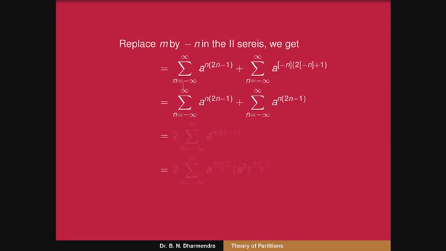That is, n running from minus infinity to plus infinity a to the power of n into (2n minus 1), plus the second series, also n running from minus infinity to plus infinity a to the power of n into (2n minus 1). Both values are the same, so therefore it is two times n running from minus infinity to plus infinity a to the power of n into (2n minus 1). But we can show this one as f of a comma a cube.